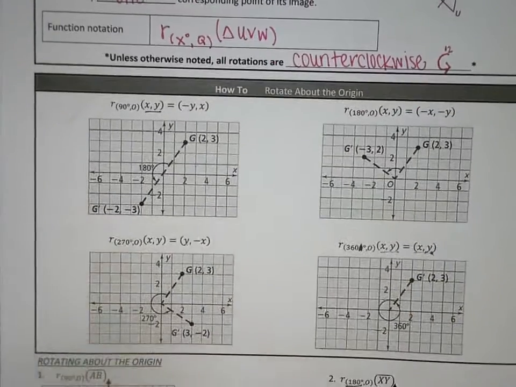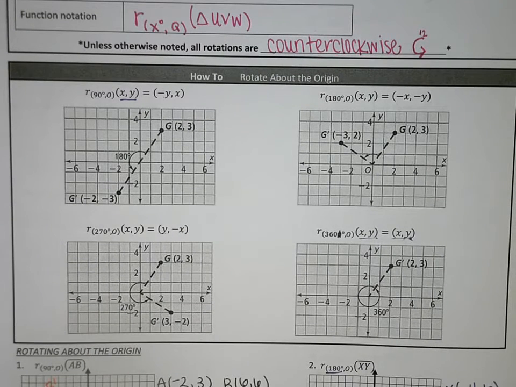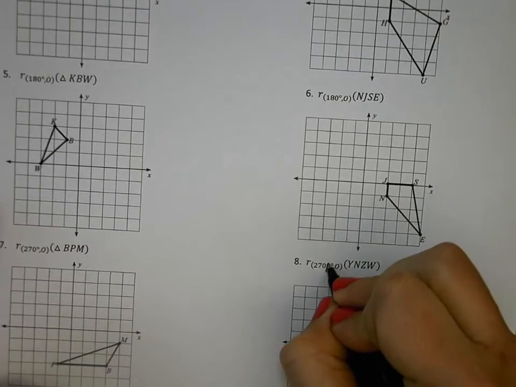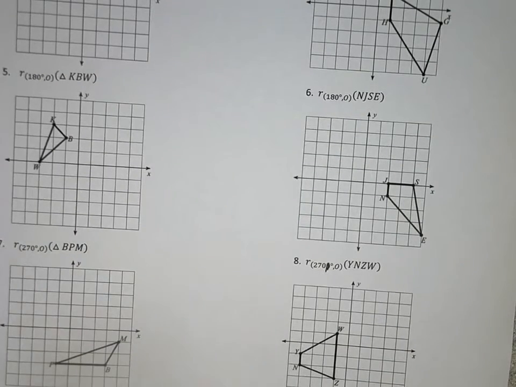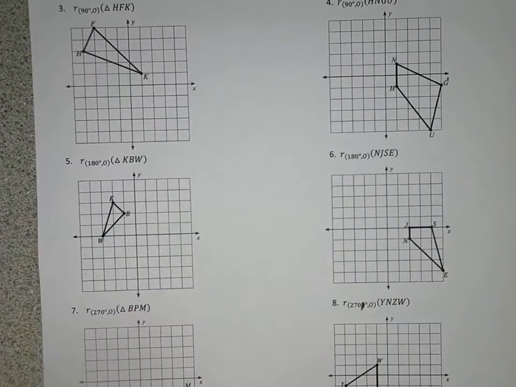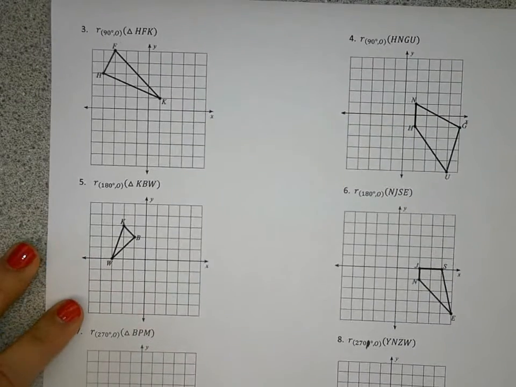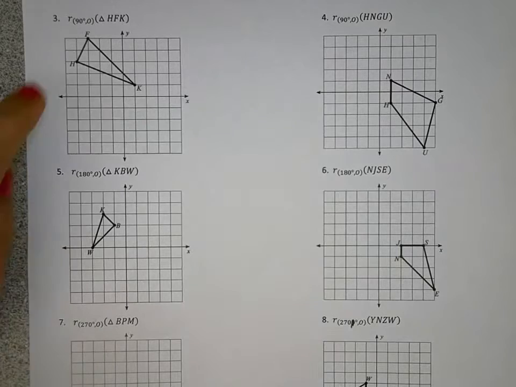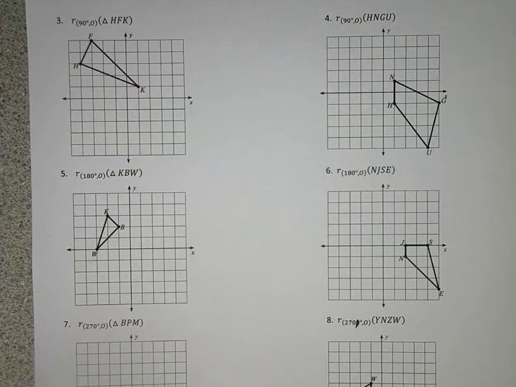So what I'm going to have you guys do, for about 10 minutes, I made the exact same mistake on number 8. Number 8 should be 270, not 2,700. You are going to rotate shapes for me, 3 through 8. We've already done 1 and 2.